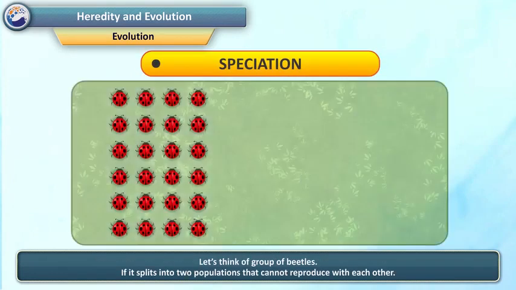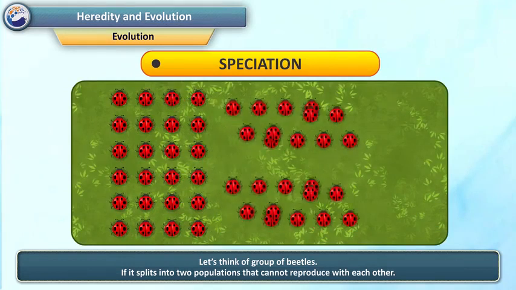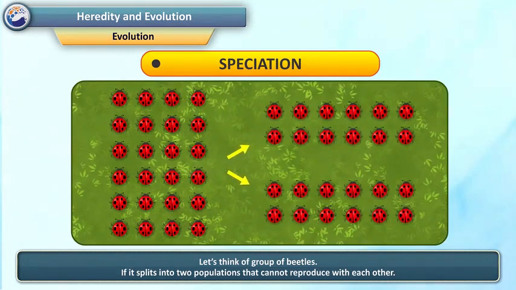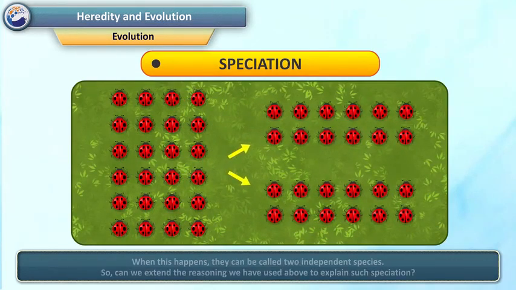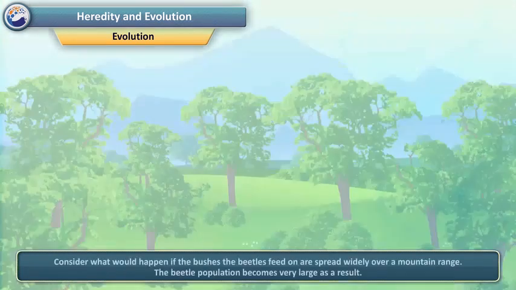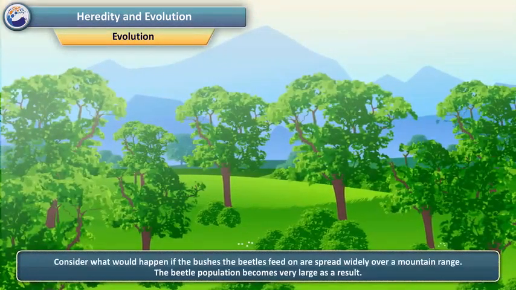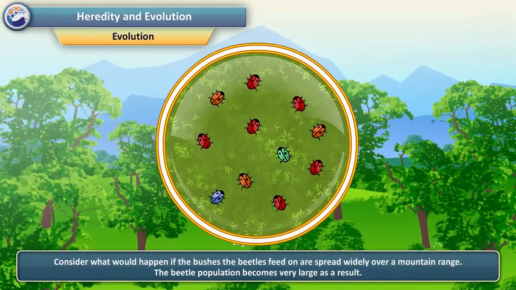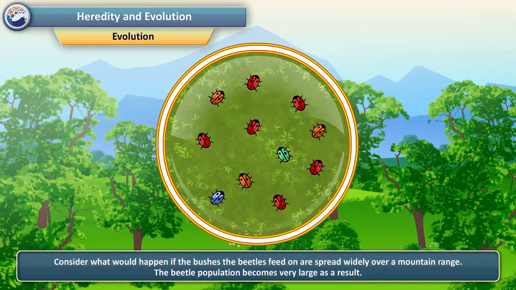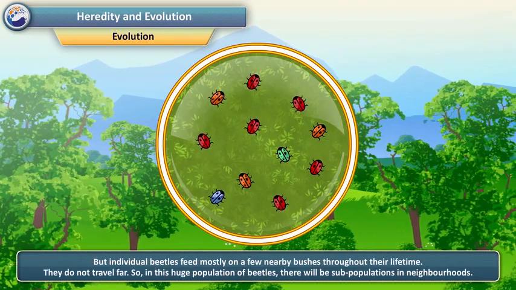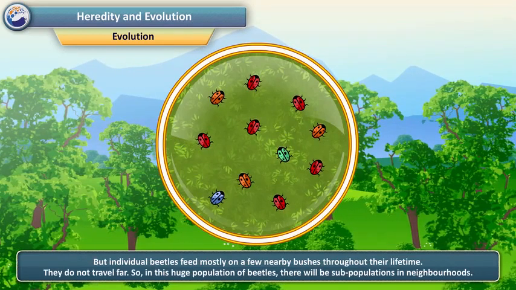Speciation. Let's think of a group of beetles. If it splits into two populations that cannot reproduce with each other, when this happens, they can be called two independent species. So, can we extend the reasoning we have used above to explain such speciation? Consider what would happen if the bushes the beetles feed on are spread widely over a mountain range. The beetle population becomes very large as a result. But individual beetles feed mostly on a few nearby bushes throughout their lifetime. They do not travel far.